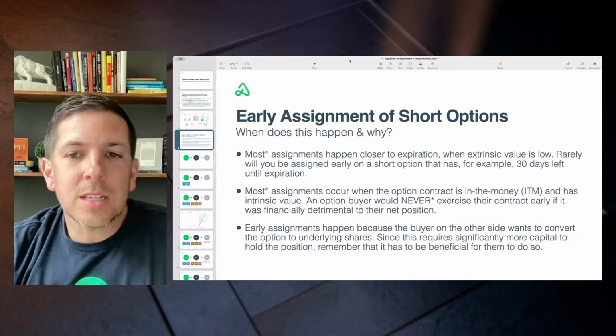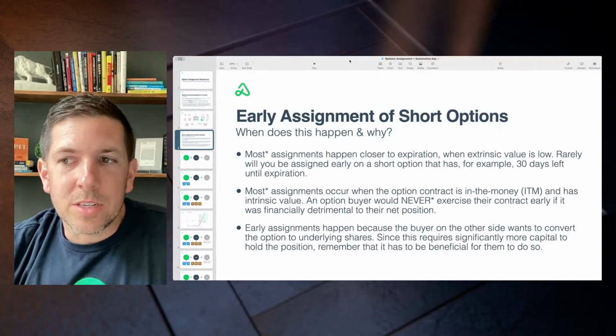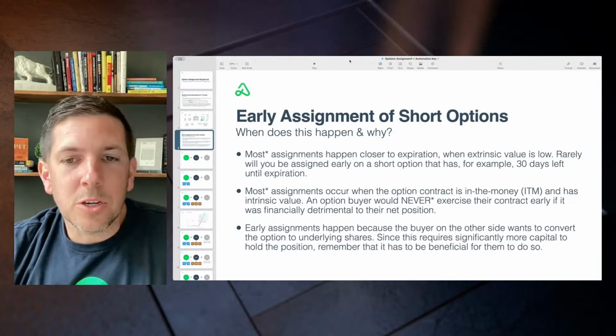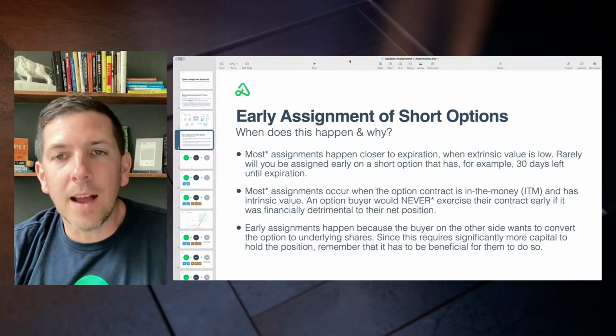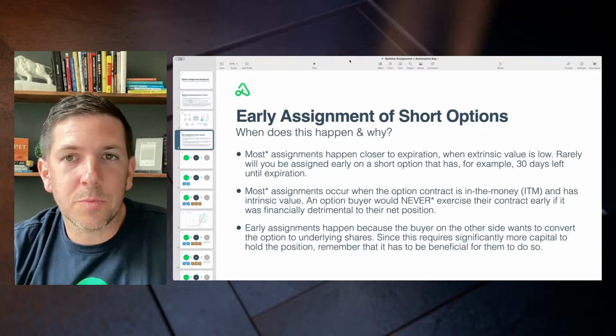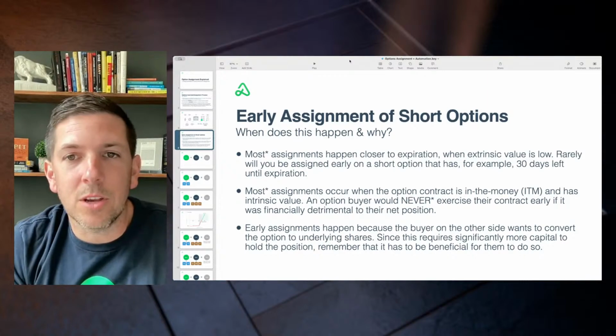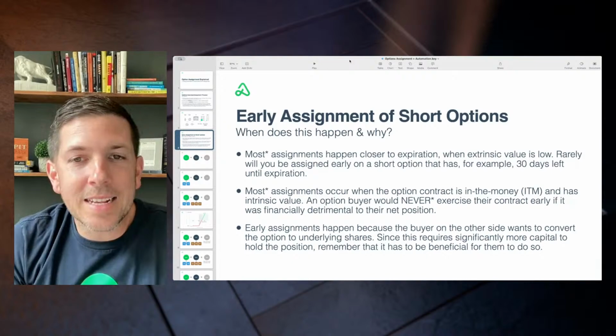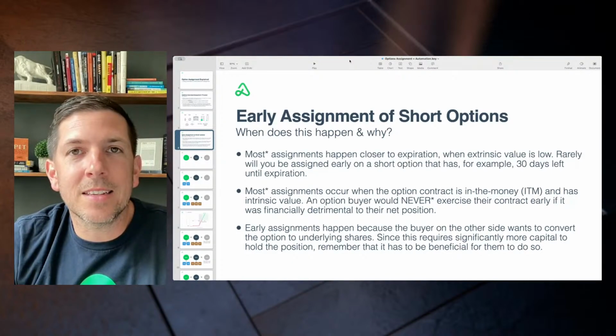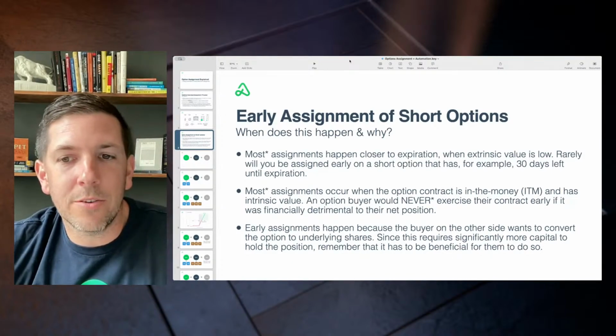So most early assignments happen because the option buyer on the other side simply wants to convert the option contract into underlying shares. That's really the end game. A lot of option contracts are closed before expiration. They're just reversed out. The option buyer sells their contract. That's it, right? But in the cases where it doesn't happen, somebody actually wants to hold the underlying shares.